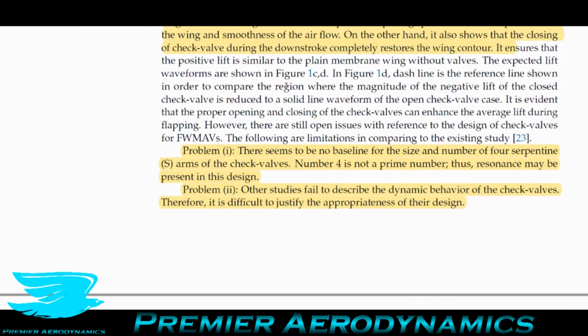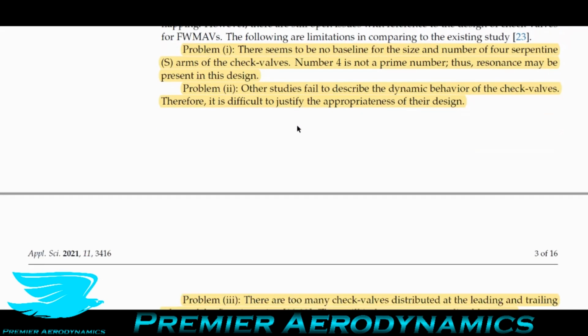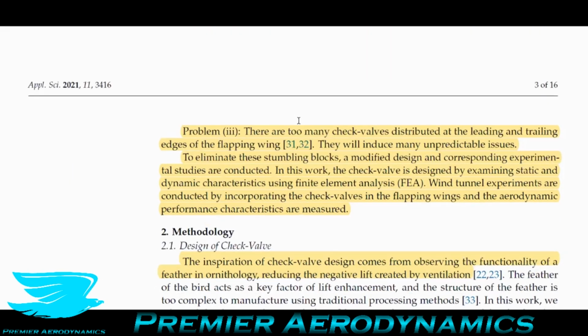Problem 2 is that other studies failed to describe the dynamic behavior of the check valves. Therefore, it is difficult to justify the appropriateness of the design. And problem 3, there are too many check valves distributed at the leading and trailing edge of the flapping wing. They will induce many optical issues. As we'll find later, more is not necessarily better here. To eliminate these 3 problems, a modified design and corresponding experimental studies are conducted.